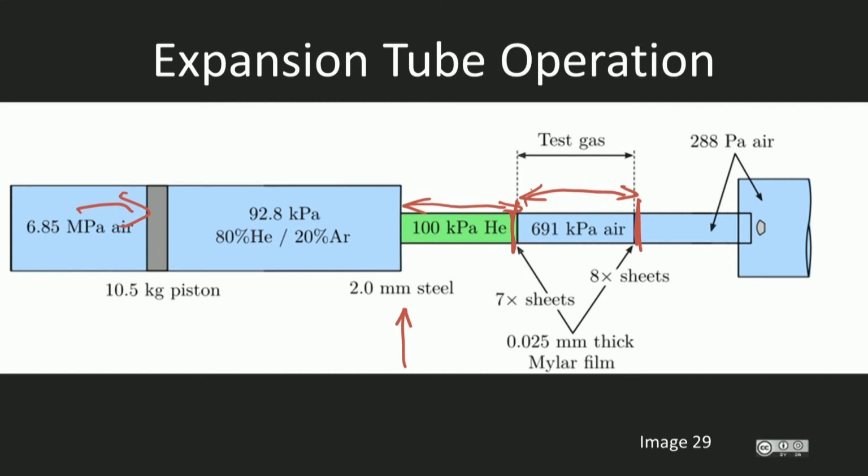After the tertiary diaphragm, so we've got our primary, secondary, and tertiary diaphragm, the tube runs continuously to the test section and large dump tank. The model here is located just in front of the tube exit, and the entire volume downstream of that tertiary diaphragm is initially held at very low pressure. So in this case, about 288 pascals, or about 0.25% of an atmosphere.